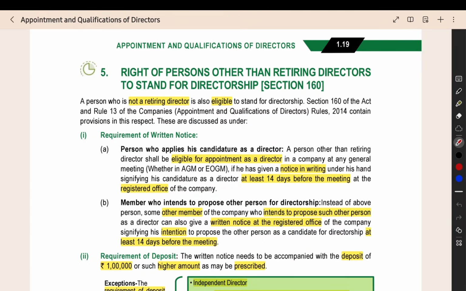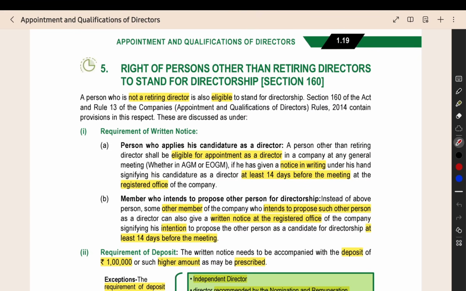Now we can see section number 160, right of persons other than retiring directors to stand for the directorship. If I am a retiring director, then in the general meeting in which I am retiring, in that meeting itself I can move a resolution and get the vote of the members and get reappointed. But if I am a normal person, I want to become a director, till now I have not been a director of a company. Now, how to become a director?